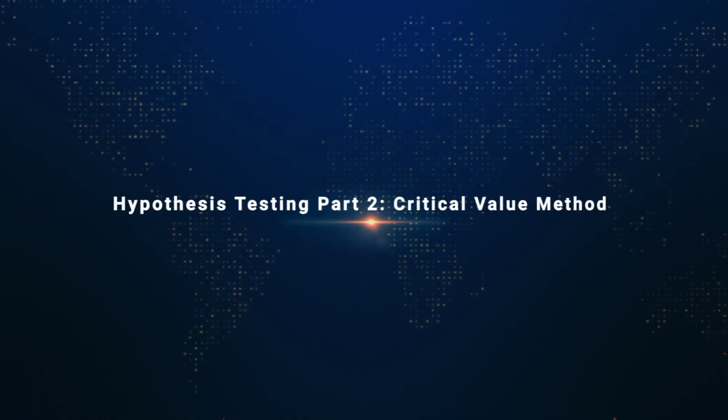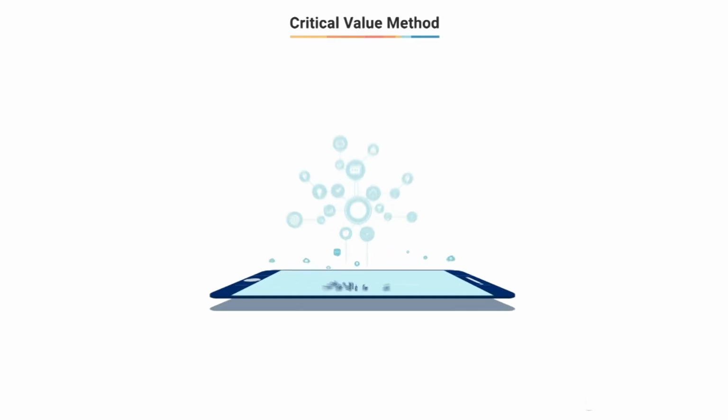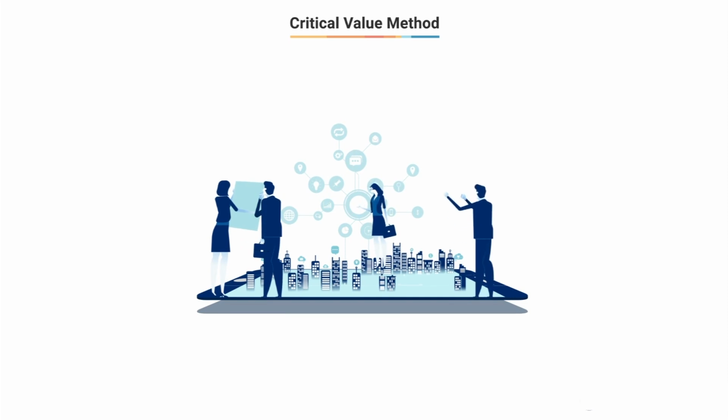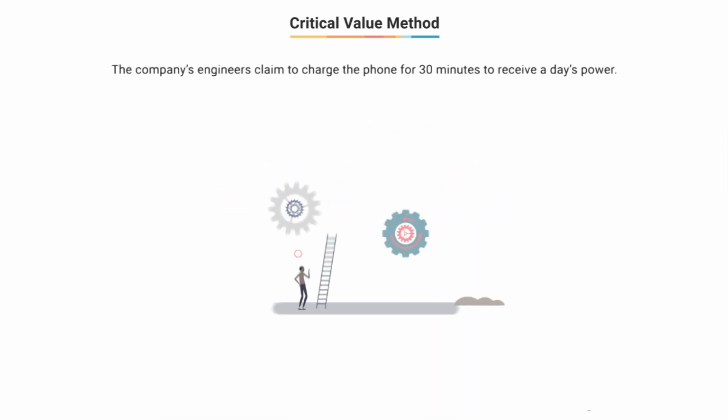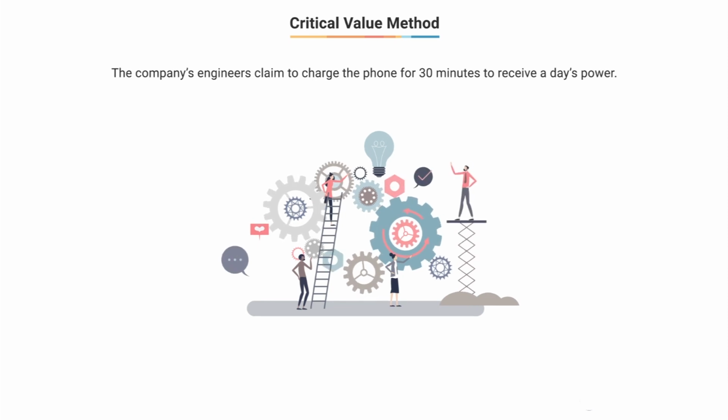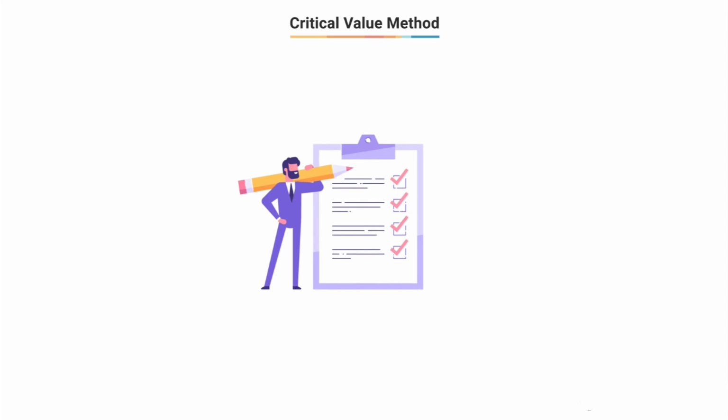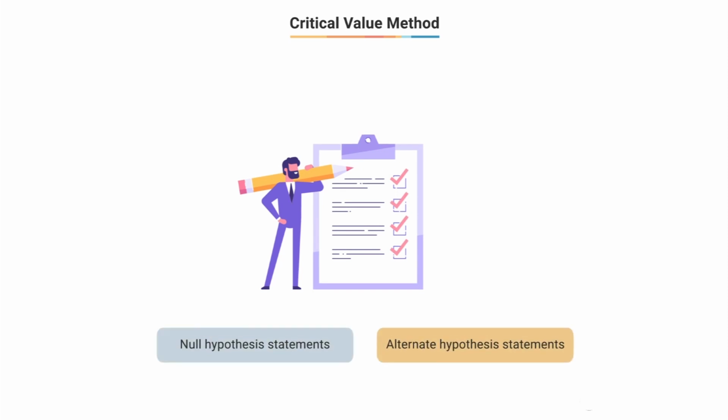Hypothesis testing part 2, critical value method. So let's get back to our business problem that we are trying to solve. You are working at Max Phone as a business analyst. Now the company has come up with a new phone, and the popular sentiment among the company's engineers is that it takes exactly 30 minutes of charging to receive a day's power. In order to test this claim, you have come up with the following null and alternate hypothesis statements.